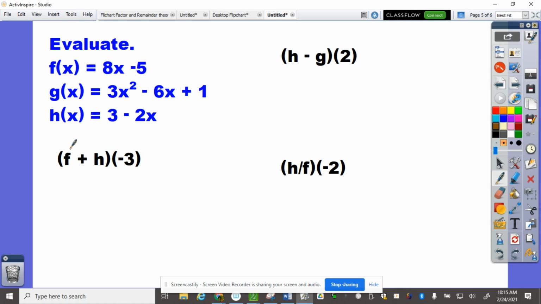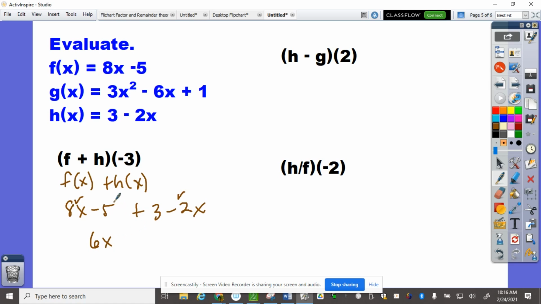For example, we have f plus h of negative 3. That means it's f of x plus h of x. We're still going to apply the x there, and then later on we plug in the negative 3. So what's f of x? f of x is 8x minus 5, plus h of x is 3 minus 2x. Combine the like terms, so 8x minus 2x will give me 6x. Negative 5 plus 3 is minus 2, right?